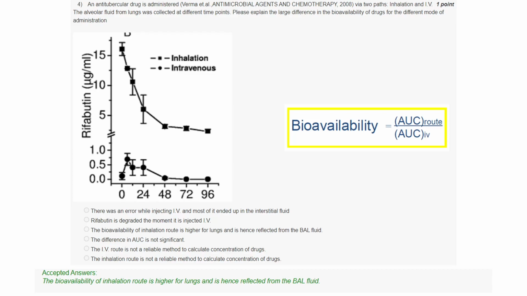So as I said, bioavailability is essentially the amount of drug which is available at the therapeutic site. So here they have given it by two different routes. If you are giving it by inhalation and you collect the alveolar fluid, naturally more drug will be available in that fluid because you have inhaled that drug, compared to when it is given intravenously. Because it's given intravenously, the drug is going to flow all over the body through the bloodstream. As a result, it will have lower concentration compared to inhalation. Is this clear? Yes, ma'am. Thank you.